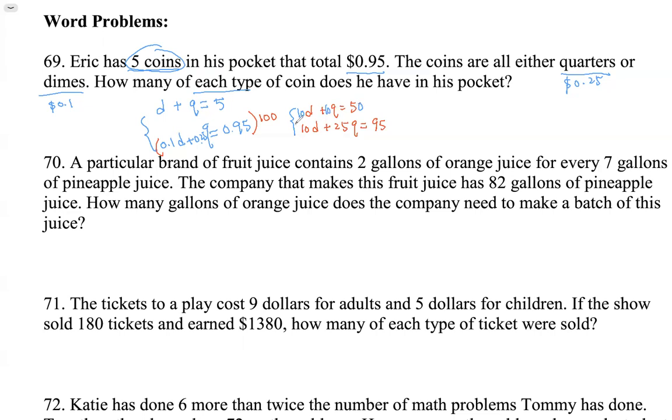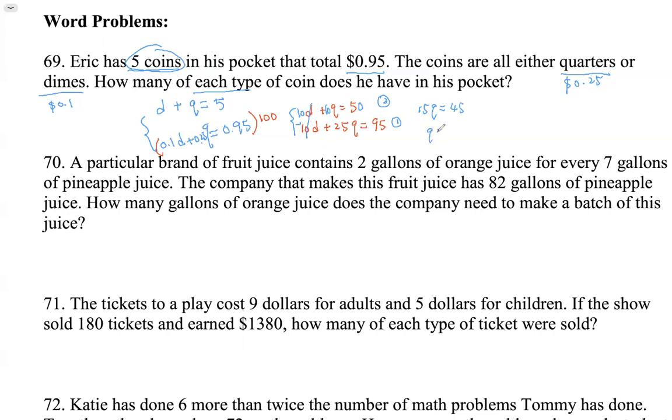Now I want to do subtraction. 10D subtract 10D becomes 0. 10Q, subtract 25Q. Well, we can do this. We can call this one the second one. We can use 1 subtract 2. So 25Q minus 10Q, that's 15Q. 95 subtract 50, get 45.